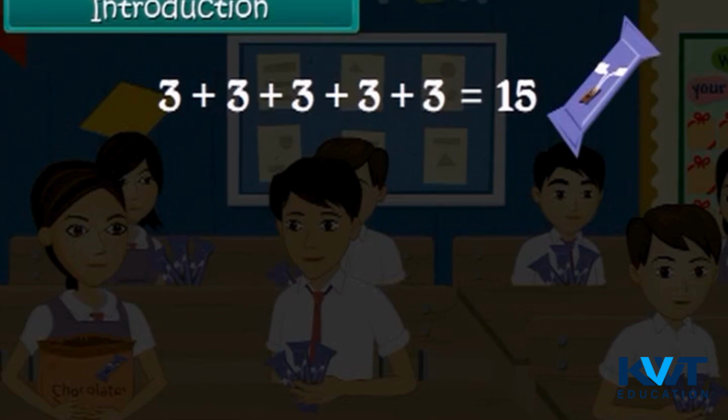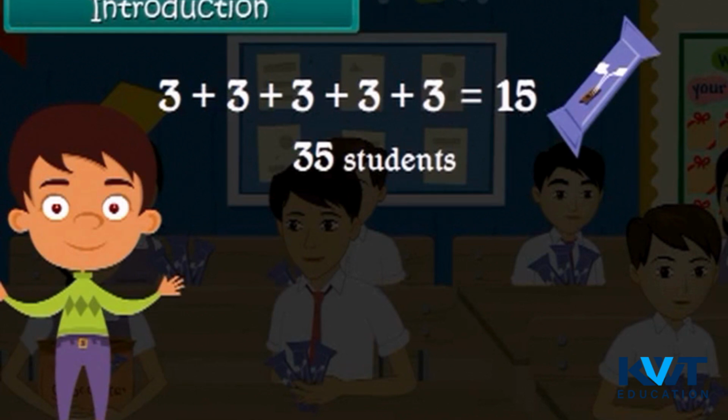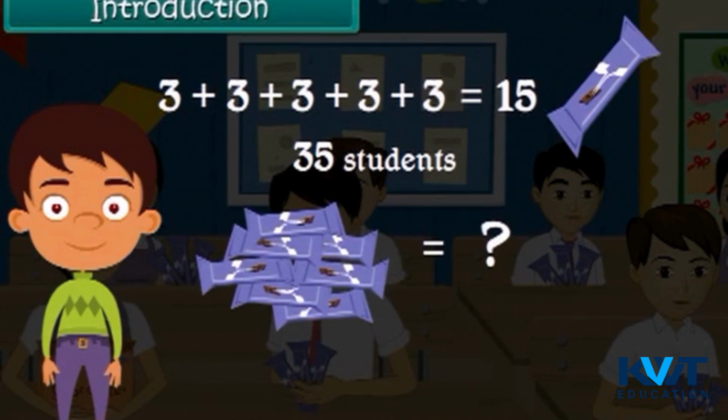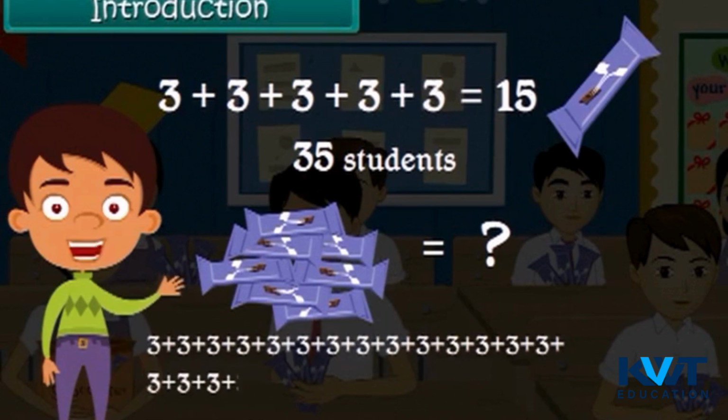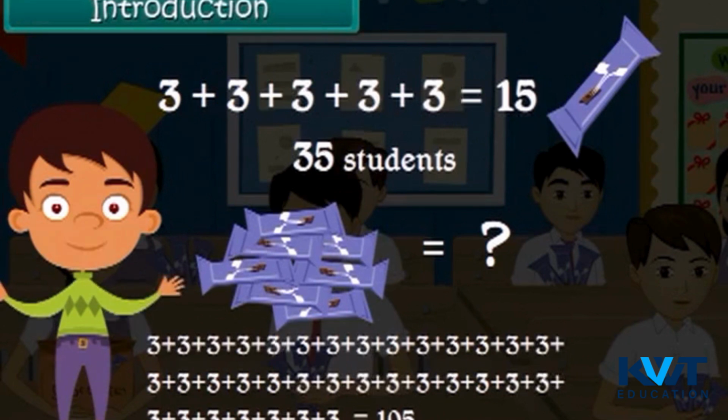bars. After a while she finishes distributing the chocolate bars to the entire class of 35 students. How many bars did Ria distribute in all? Do we add 3 to 35 times to get the answer? Or is there another way? In this lesson, we will study multiplication in detail.